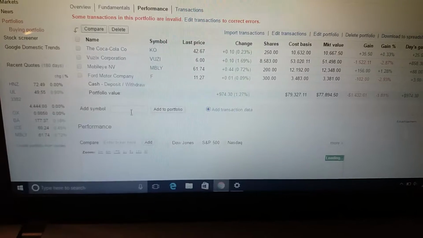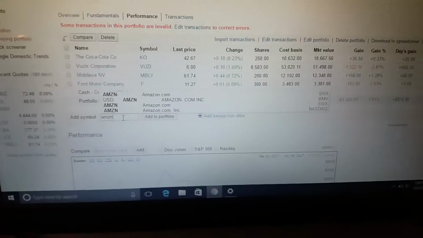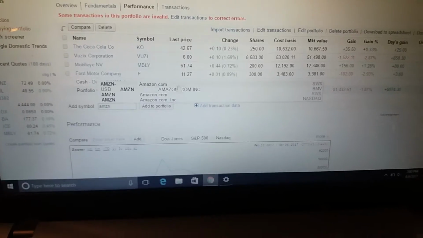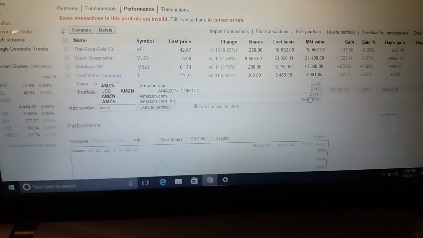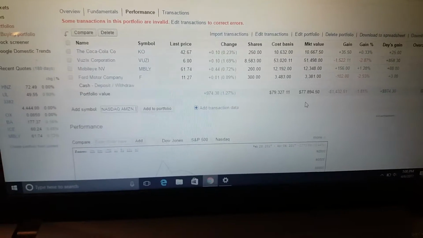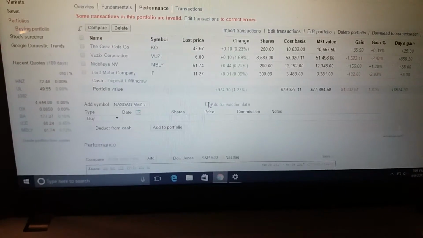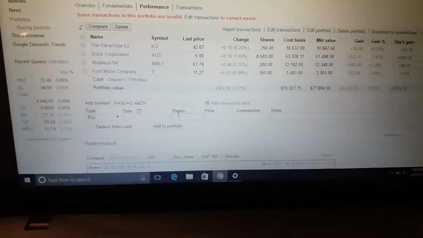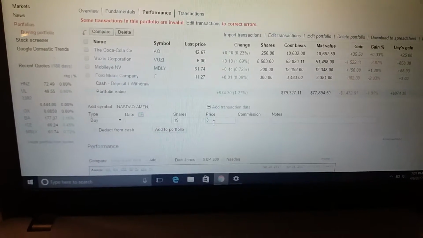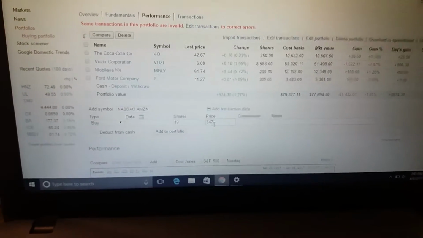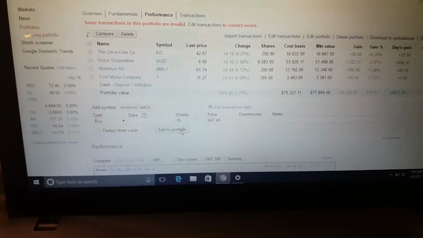Our next symbol is AMZN, Amazon. Now Amazon, several Amazons here. Again, you're going to have to make sure. You have the Swiss one and NASDAQ. Make sure you hit NASDAQ. Add transaction data. How many shares? 19. At how much? $847.60. Okay, we have not sold that.